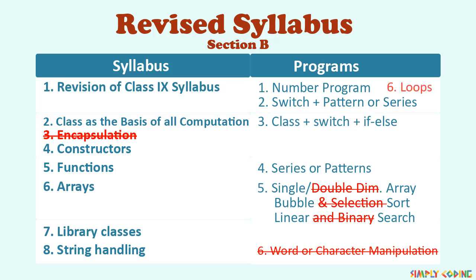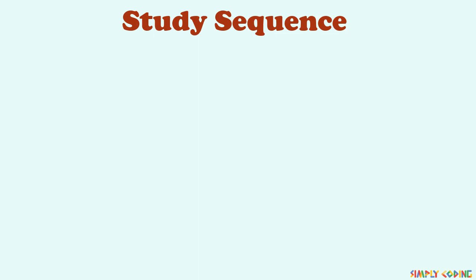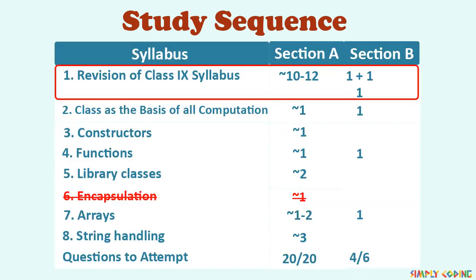Here, the probability is that they will move to Class 9 concepts, such as a program on loops. Now that we know the marks distribution, let's discuss what to study and in what sequence. Since the Class 9 portion takes almost a major chunk of marks, having a good understanding of it is the key.